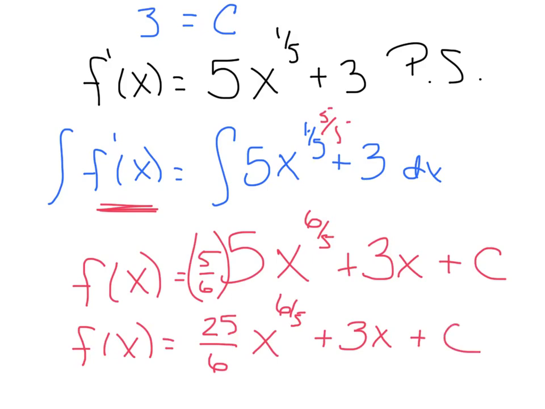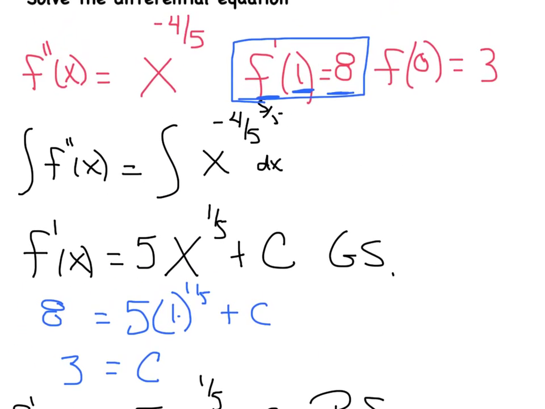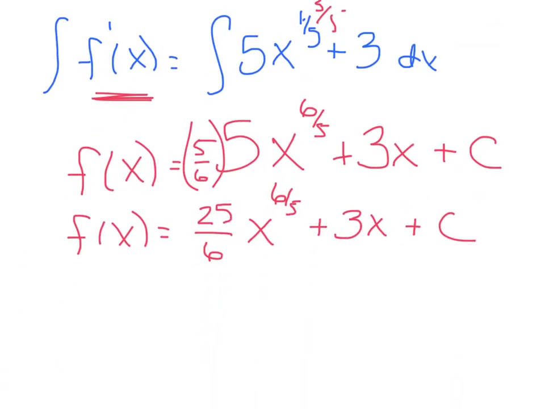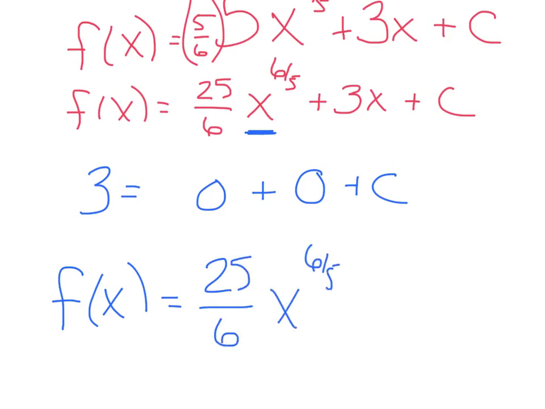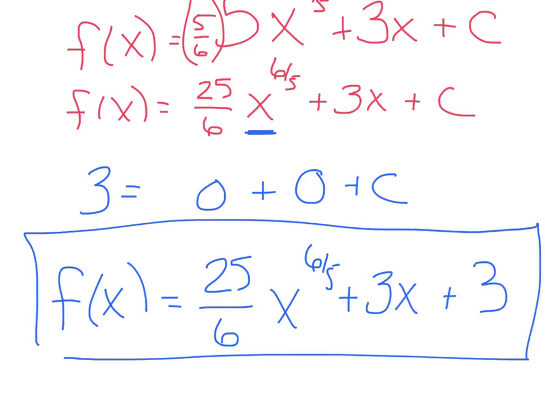Lastly, I'll go grab that initial condition for the f of x family, and when I'm just plain old f of x, I'm using (0, 3) as my point. So I'm going to say 3 equals, let's see, if I plug a 0 in here, 0 to any power times anything is 0, plus 3 times 0 is 0, plus c, so basically c equals 3. And my function then itself is f of x equals 25/6 x to the 6/5 plus 3x plus 3. And that is the particular solution that satisfies all those given conditions that we started with.